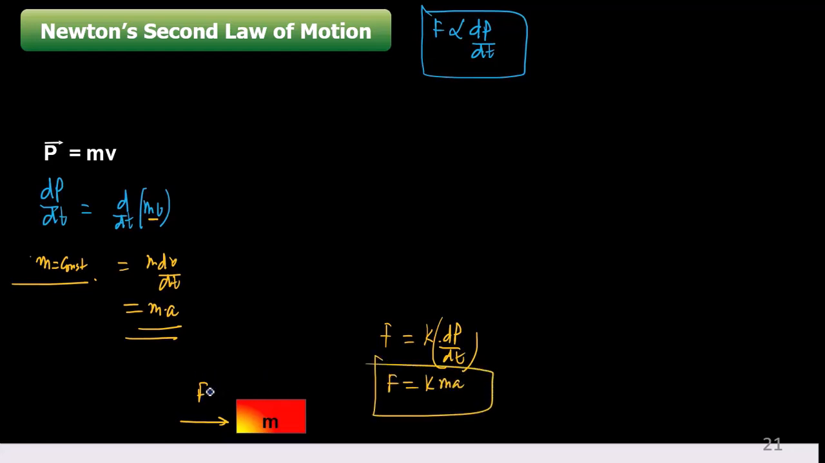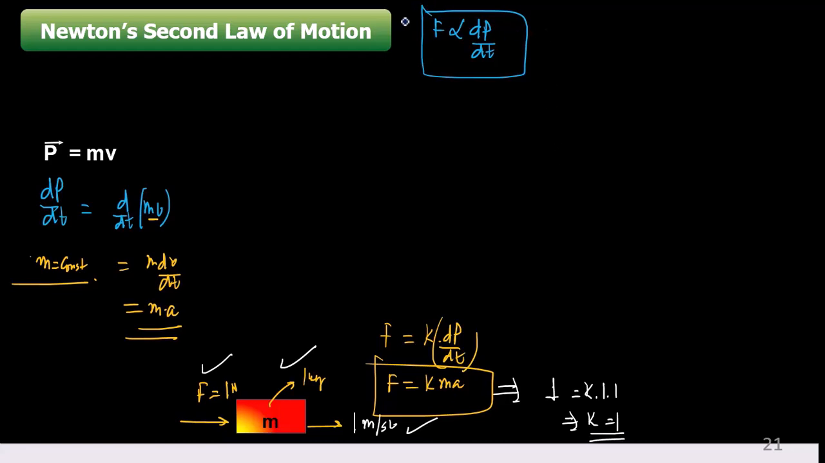Now if I apply a force of 1 Newton on a particle of mass 1 kg, we observe that the acceleration produced is 1 meter per second square. That means 1 equals k into 1 into 1. That means k is equal to 1, so the proportionality constant is equal to 1.